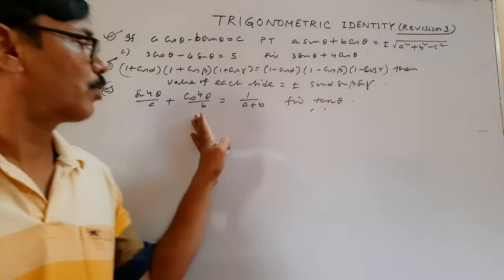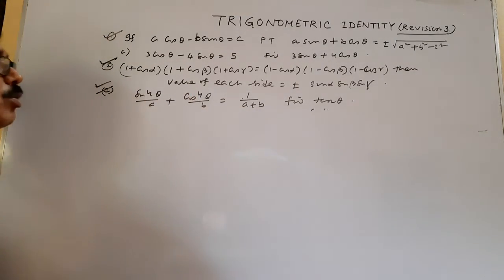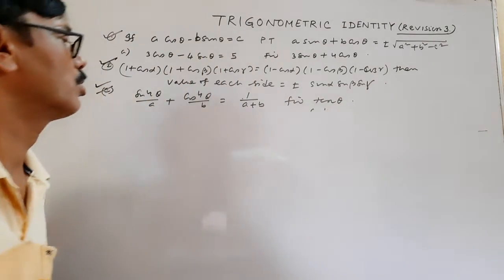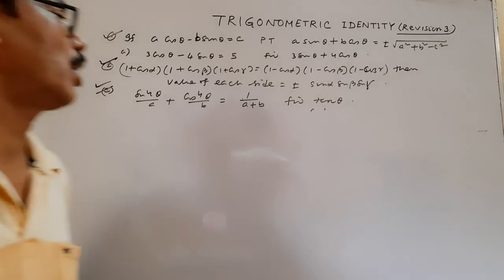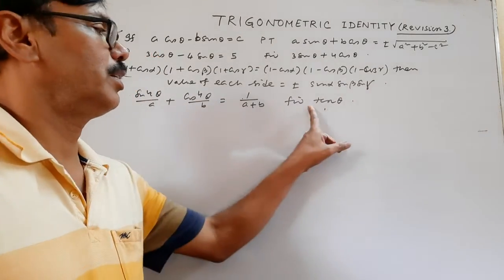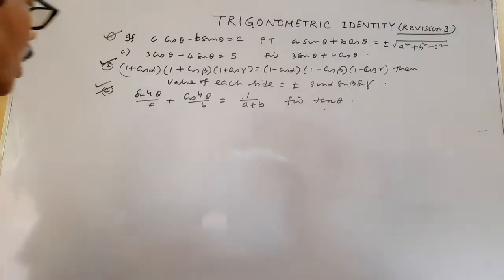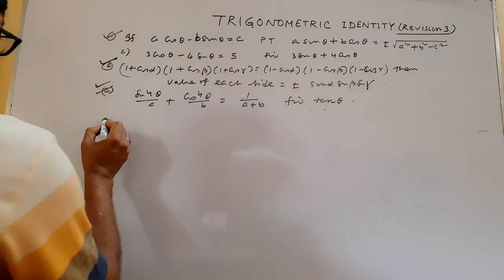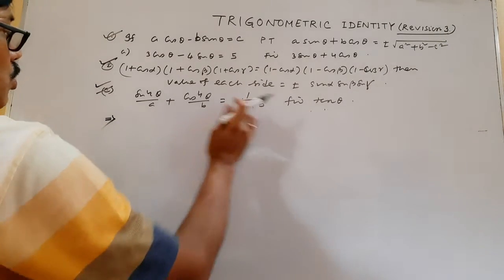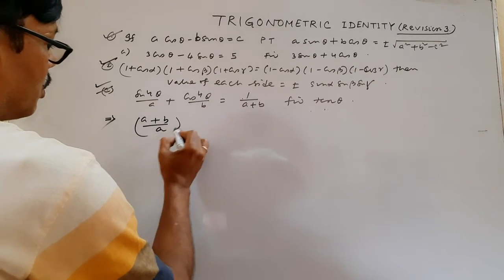So look, one method is you can convert cos to the power 4 in terms of sine. Then solving the equation, you can find sine theta or cos theta, then you find tan theta. But this will be lengthy. Now look at this alternative method. So this equals a plus b, so we can write a plus b by a. This is a typical type.